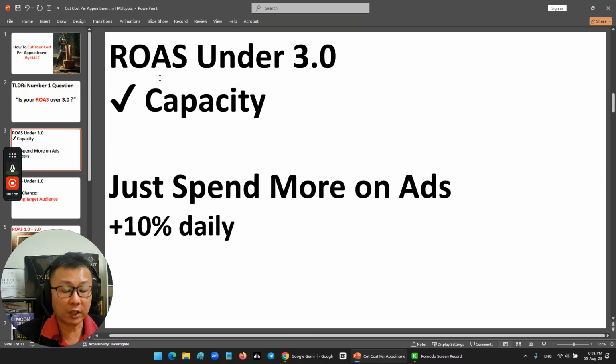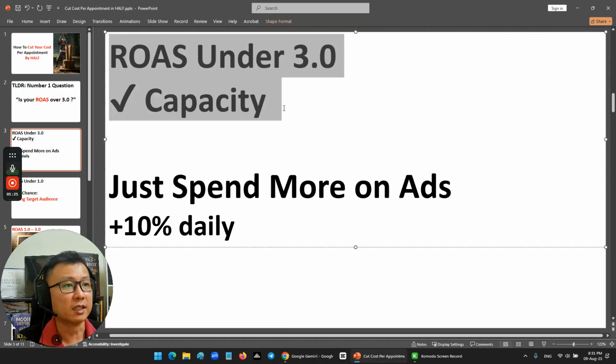Some people like to run more than one, so just in case one campaign has any problem, you will still have a backup running. But in most cases, you can just spend more money. If you spend $1,000 and you get over 3.0 return on ad spend, just increase it to $1,100. I recommend increasing it by 10% daily.